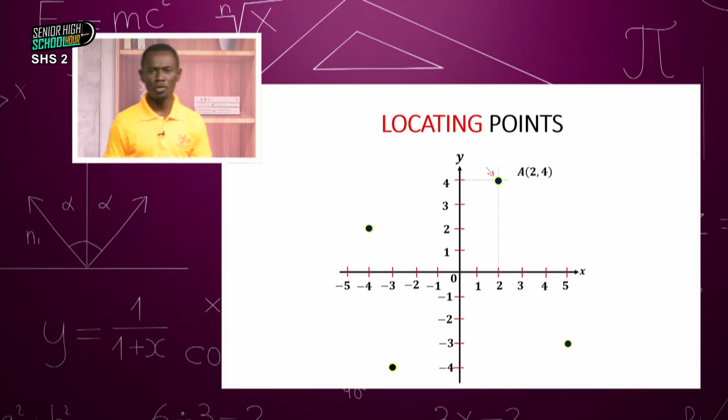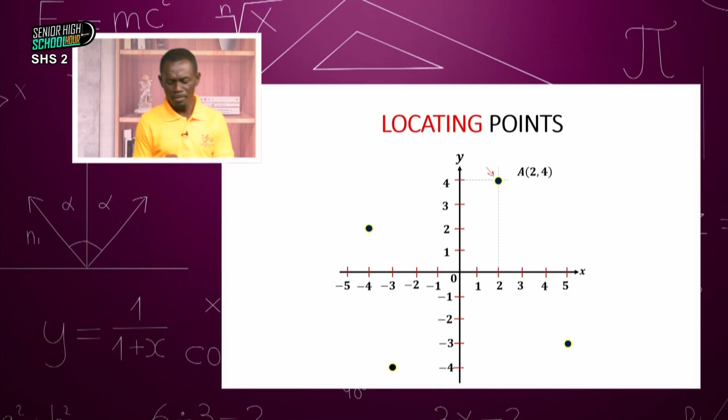I suspect you know this already from your basic school and from a few topics you've treated in your art class. It's really not different. It's just math. So point A is 2, 4. 2 representing x and 4 for its y component.